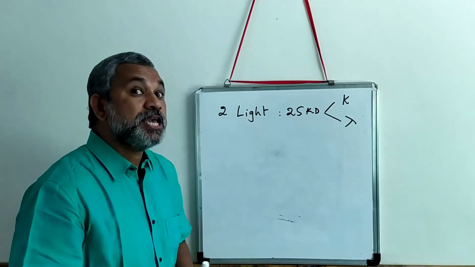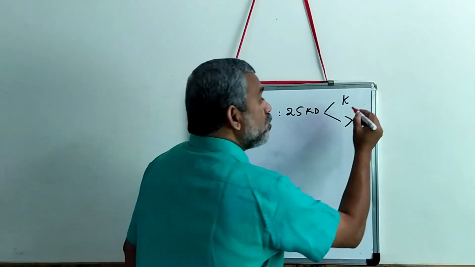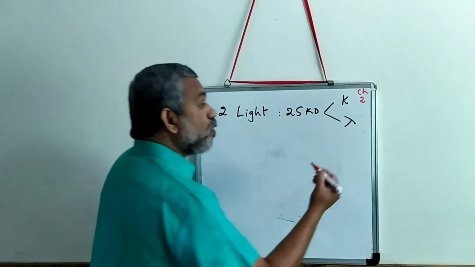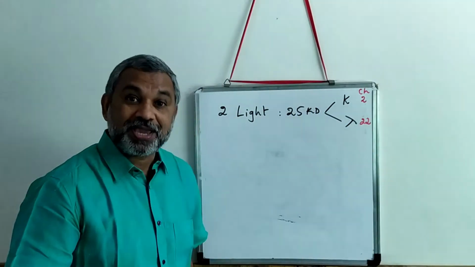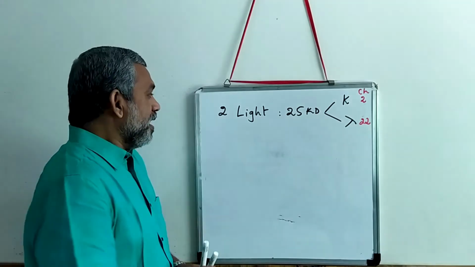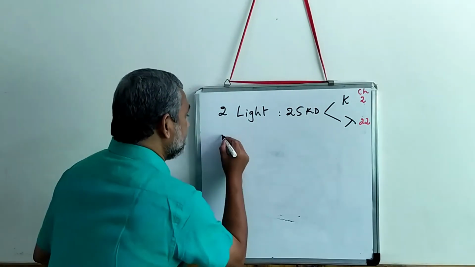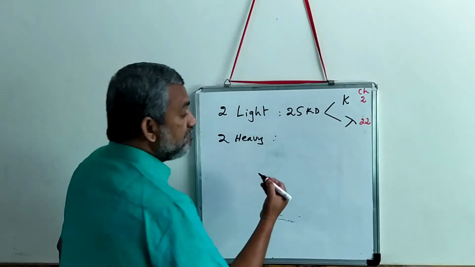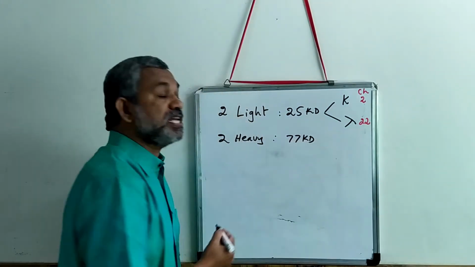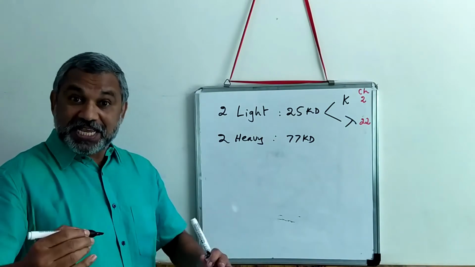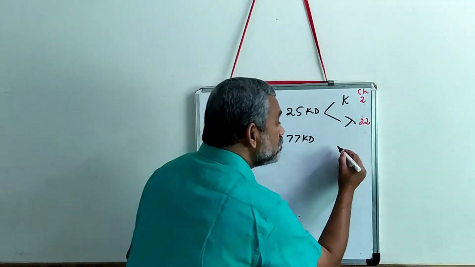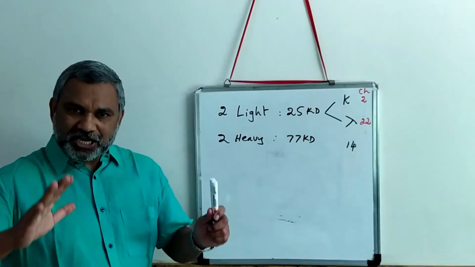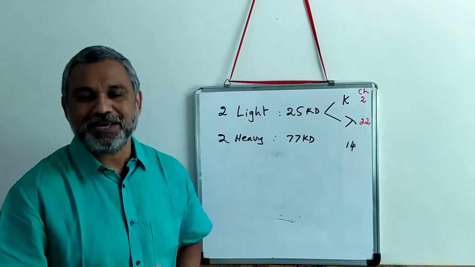The kappa chain is coded by chromosome number 2 in human beings. The lambda chain is coded from chromosome number 22 in the case of human beings. Okay, now there are 2 heavy chains. And the molecular weight of these heavy chains is roughly about 77 kilodalton. And the heavy chains are coded from chromosome number 14 in the case of human beings. So these are the basic units of an antibody.